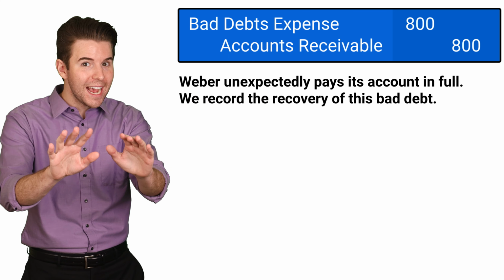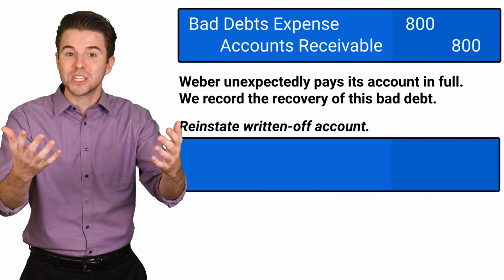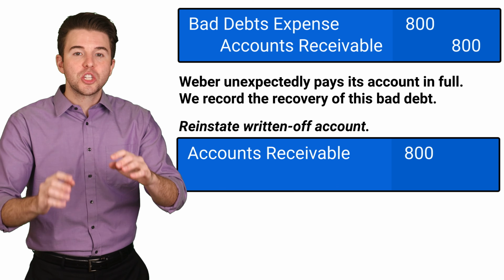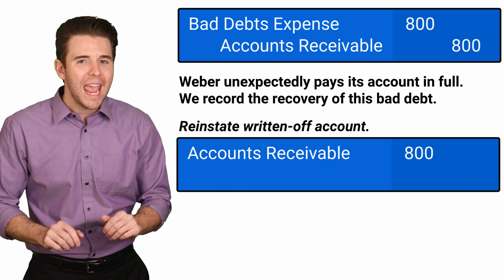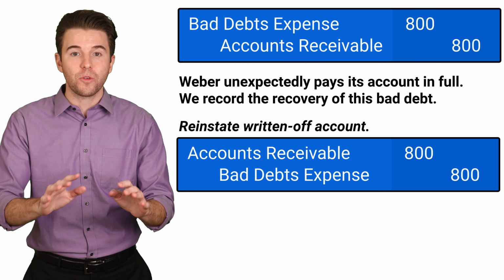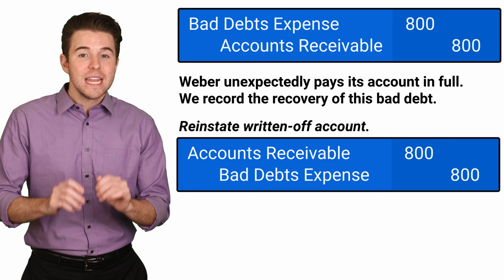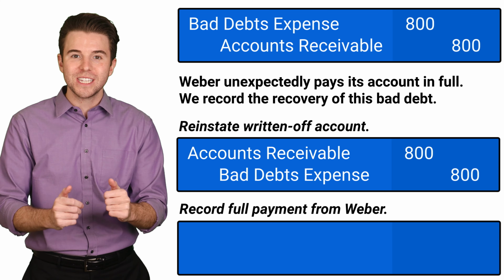To record this transaction, we first have to reverse the effects of the entry we just made. So we debit accounts receivable for $800 to reinstate and increase accounts receivable. And we credit bad debts expense for $800 to remove that expense. Now the second entry in this transaction is to record cash received.